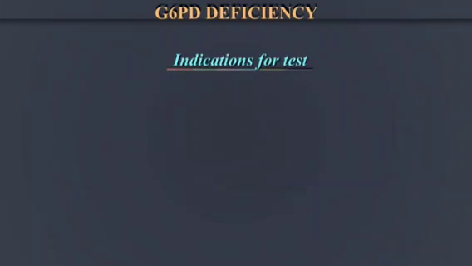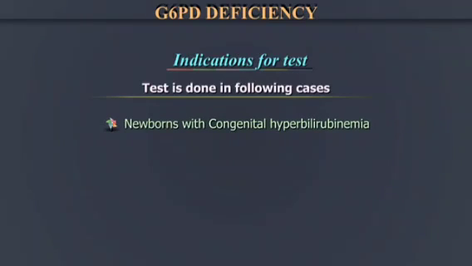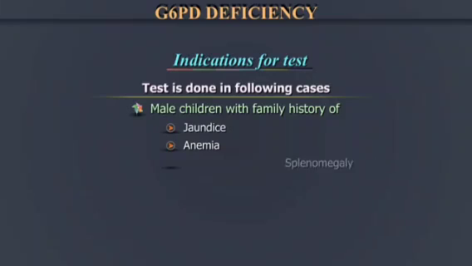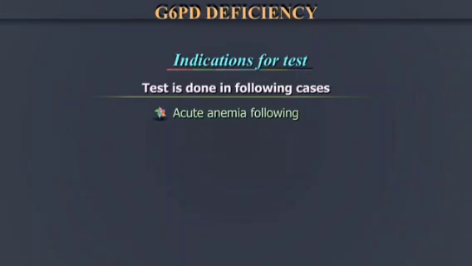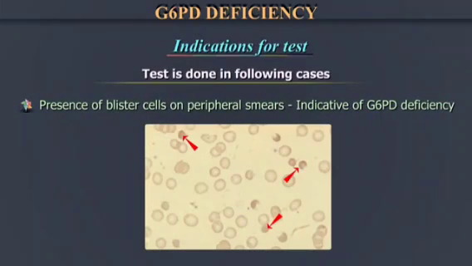Who should be tested? This being a congenital hemolytic anemia, test in the following cases. Newborns with congenital hyperbilirubinemia. Children, especially male children, with a family history of jaundice, anemia, splenomegaly or cholelithiasis. Adults or children with acute anemia following infection or oxidative drugs or ingestion of fava beans. Presence of blister cells on peripheral smears may be indicative of G6PD deficiency and therefore warrants testing.